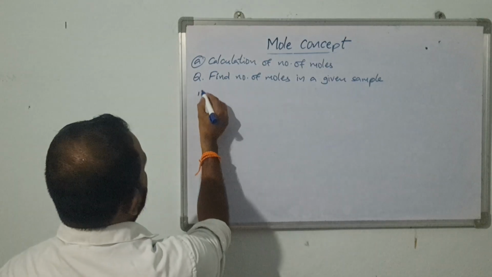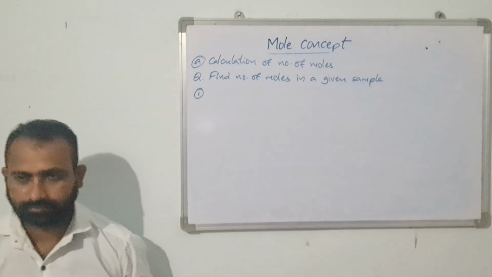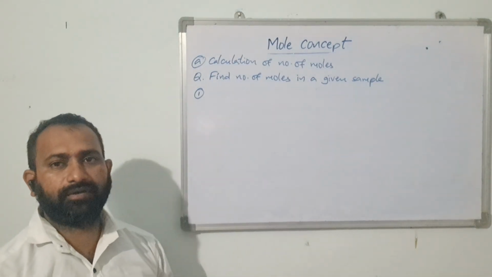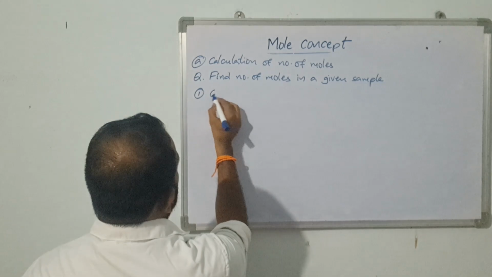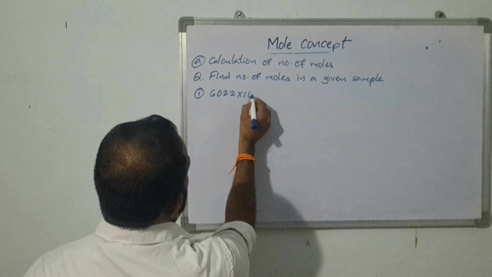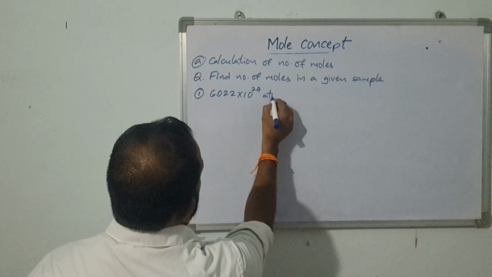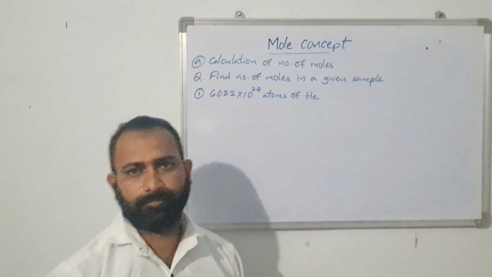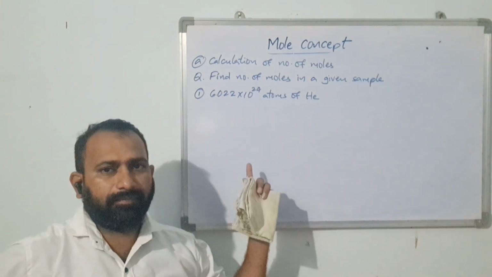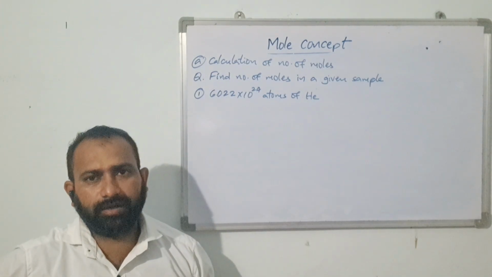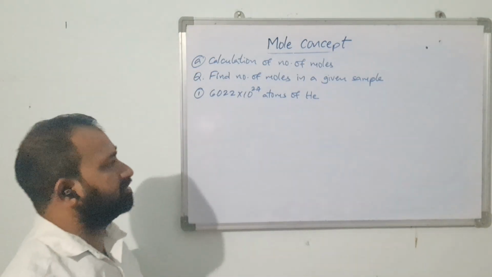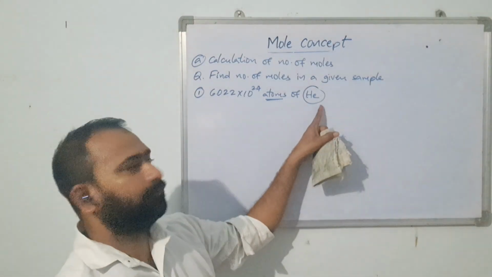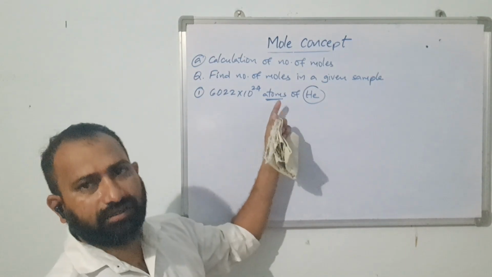The first question is 6.022 into 10 power 24 atoms of helium. Here how many particles are given? 6.022 into 10 power 24 particles, atoms of helium. Helium is an atom, that's why atoms are given here. If a molecule is given, then molecules are given here.